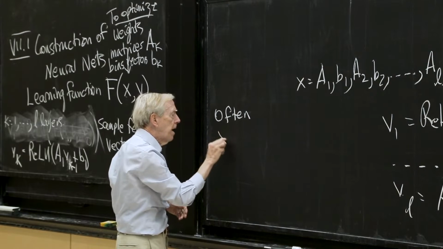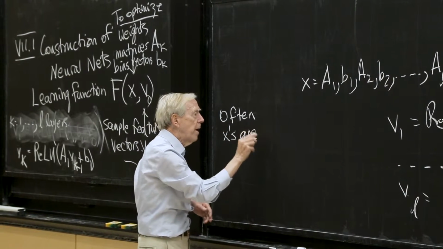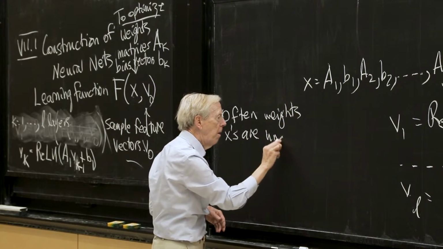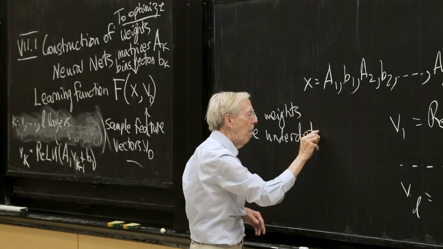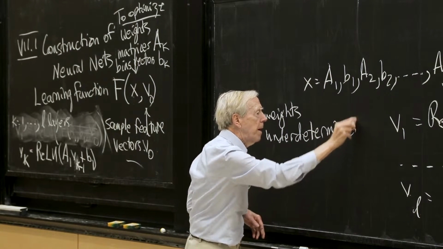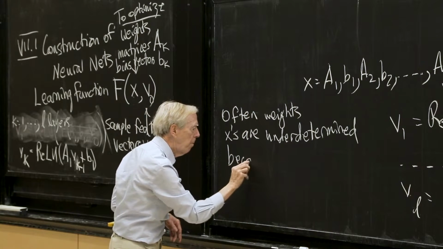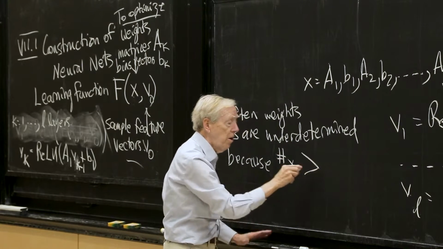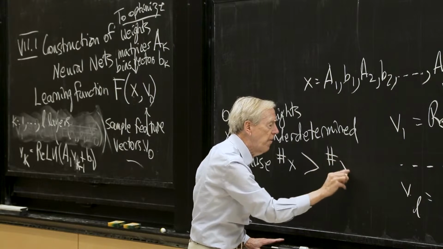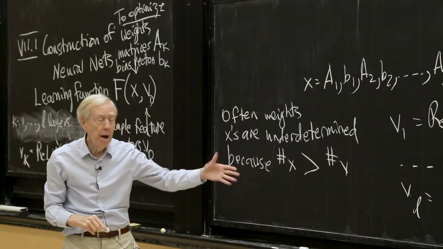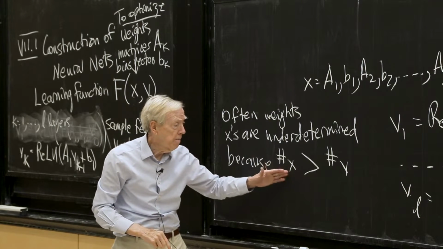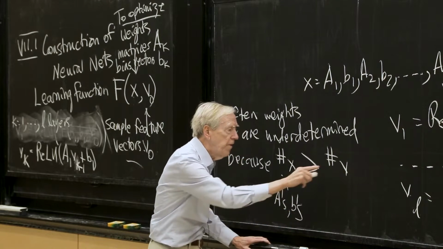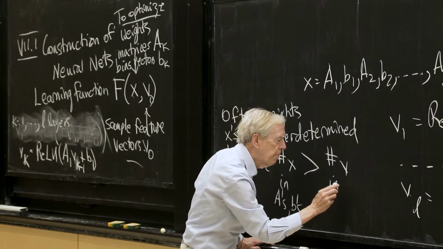So often, I'll just write that. Often the x's, the weights, are underdetermined, because the number of x's exceeds, and often far exceeds, the number of v's, the cardinality, the number of weights in the A's and B's, and the v's are in the samples in the training set.